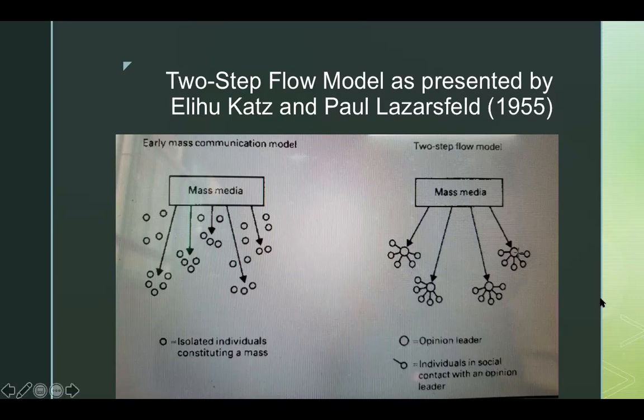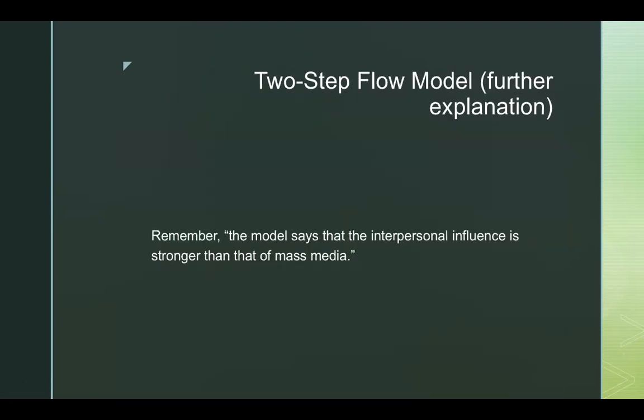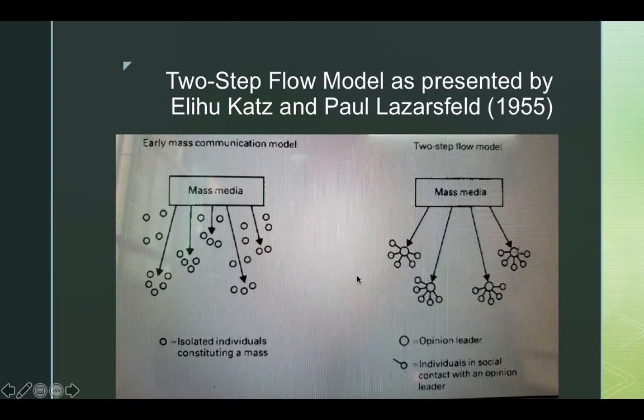Now, this picture actually explains the two-step flow of communication process really, really well. This is an important thing for you to remember, that the model actually emphasizes the interpersonal influence. Model says that the interpersonal influence is stronger than that of mass media. I'll go back to the last slide again. Yes, information is coming, but usually opinion leaders, active users are being affected, and then those active users are taking that information to less active users, people who are in contact with them.